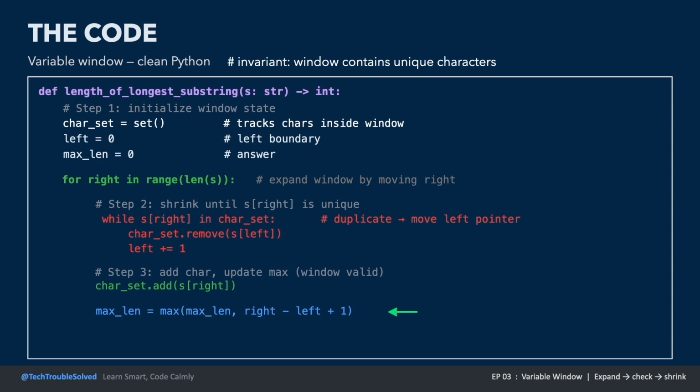Why plus 1? Because if L and R are the same index, there is still one character in the window, not 0. Quick example. R is at 2, L is at 0. That's indexes 0, 1, 2. 3 characters. 2 minus 0 plus 1 equals 3.